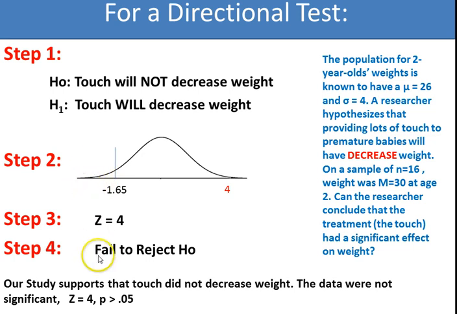Therefore, we would fail to reject H0, and conclude that our study supports that touch did not decrease weight. The data were not significant. So again, the letter of our test, its mathematical outcome, and then the probability of that outcome. And this was a high probability outcome.